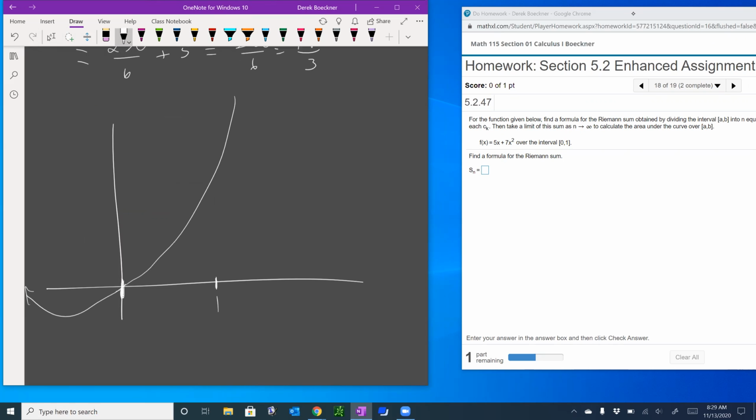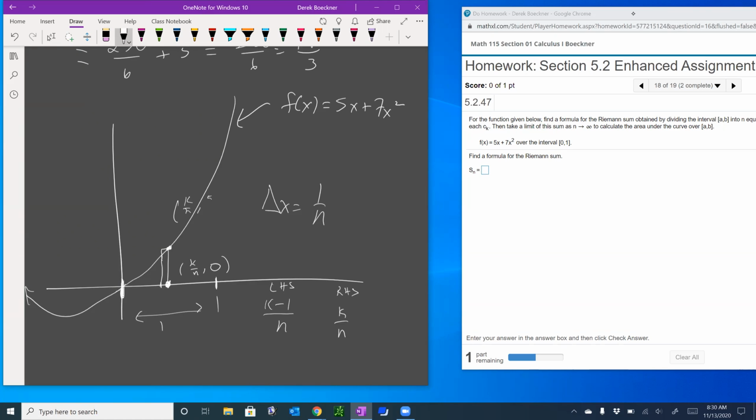And we're going to break this interval up into n subintervals. So I need a representative rectangle for one of those subintervals. Delta x is 1 over n because the total width here is 1. And so the left-hand side is k minus 1 over n. The right-hand side is k over n. So this point is at k over n comma 0. That makes this point at k over n comma, my function is 5x plus 7x squared.